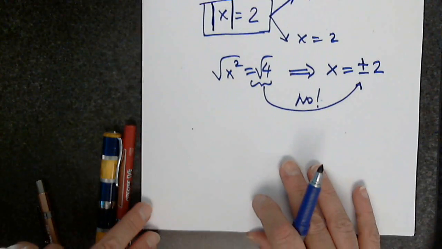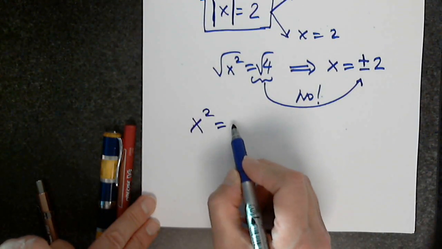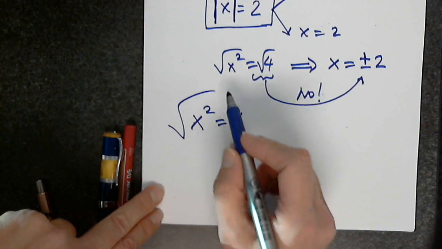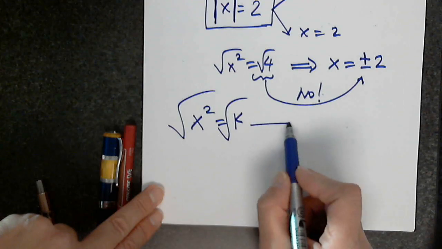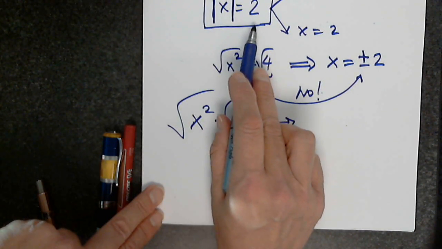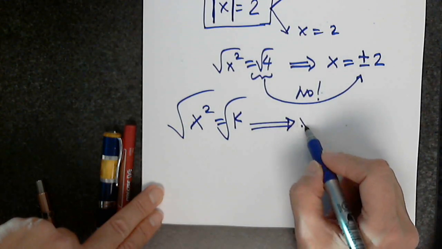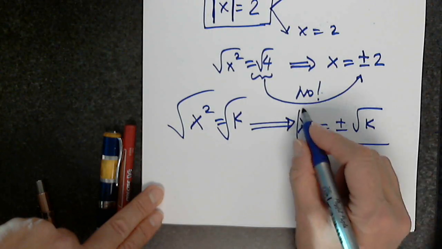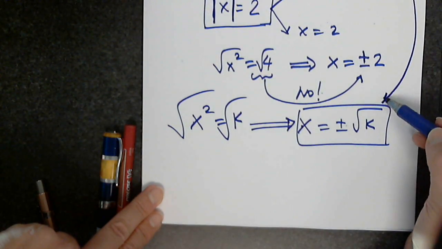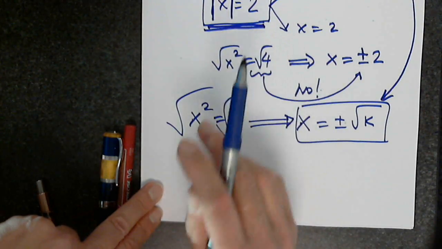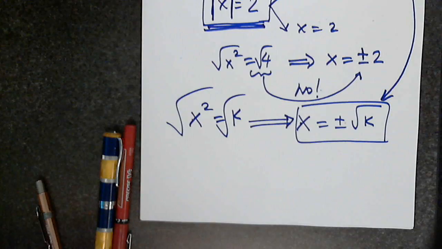So the principle of taking square roots is this. If I have x squared equals a number, and I take the square root, I omit the important step in between, which is the absolute value of x equals the square root of k, and we automatically write plus or minus the square root of k. So this is the principle of square roots. But please remember there is an intermediate step in there that creates the plus or minus.